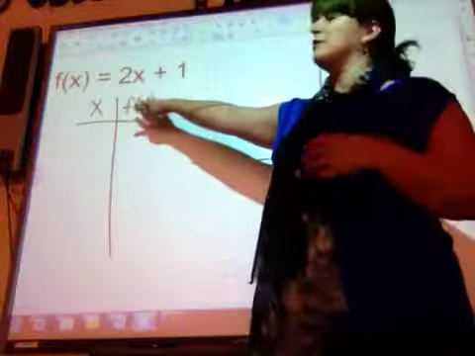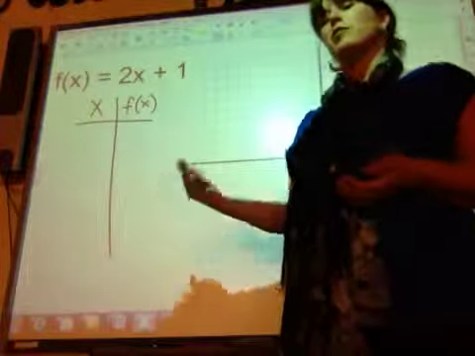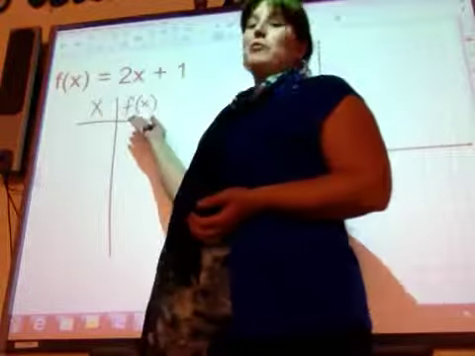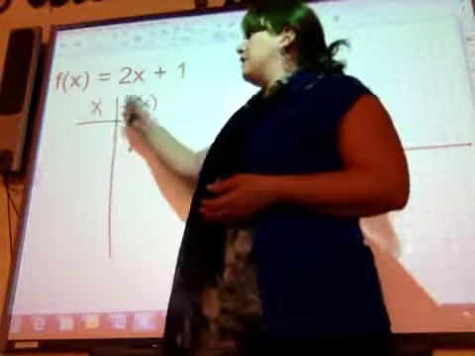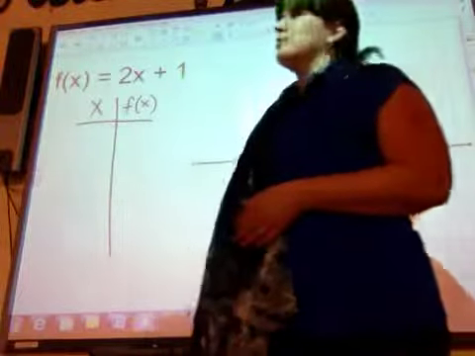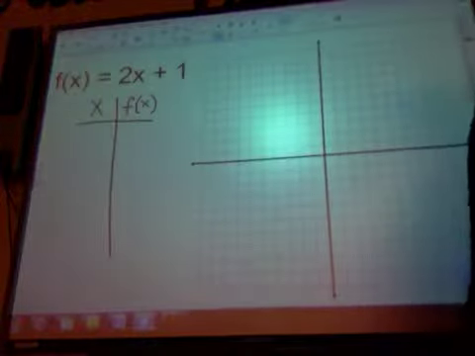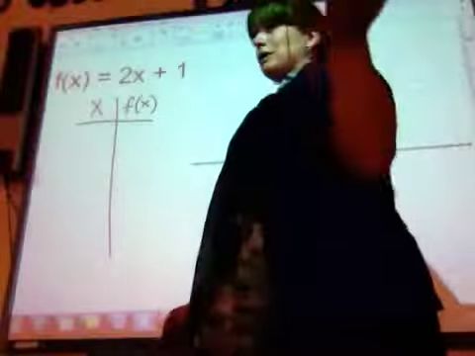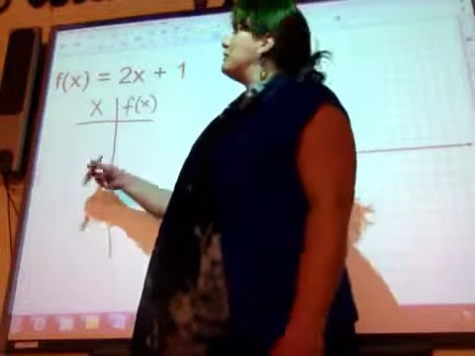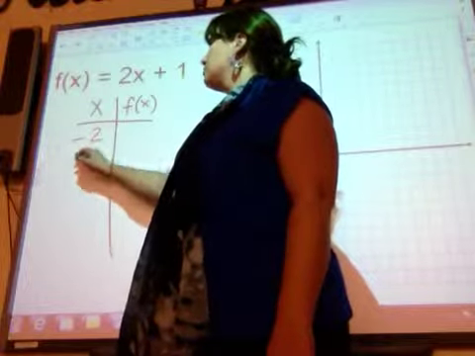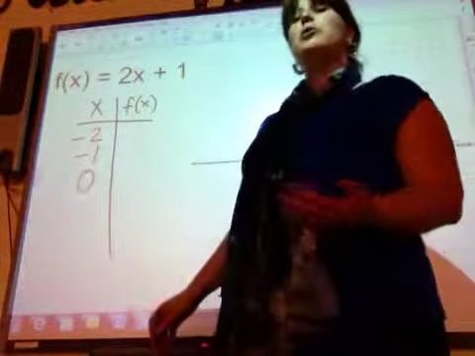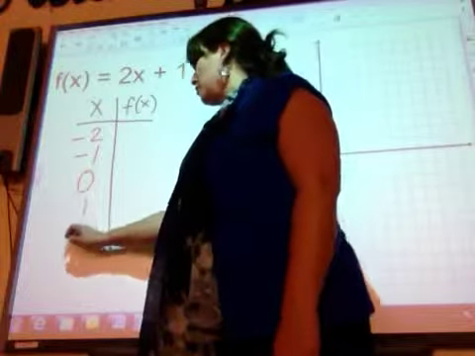Now, f of x and y can stand for the same thing for what we're using it for today. So this is our input column and our output column, no matter if we use x and y or x and f of x. So we have to make up some numbers to put in here for x. You can just really make these up, but I'd like to use two negatives, so let's just go with -2 and -1. I'd like to use a 0, and then two positive numbers. So I'm just going to go with 1 and 2.